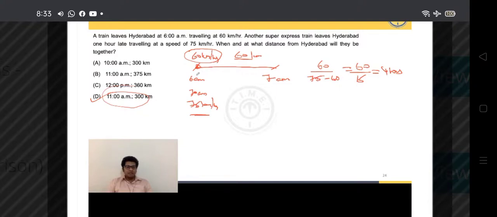Simple. So starting at 6, 1 hour 60. So 60 divided by difference of the speeds 15. So 4 hours. So from 7 it's taking 4 hours. So for 4 hours this train has traveled 300. That train would have traveled the same 300, 5 hours because 4 plus 1 it started at 6 a.m. Hence the distance will be 300 kilometers, and at what time? At 11 a.m. the trains will meet.